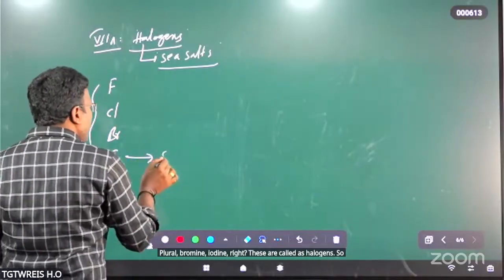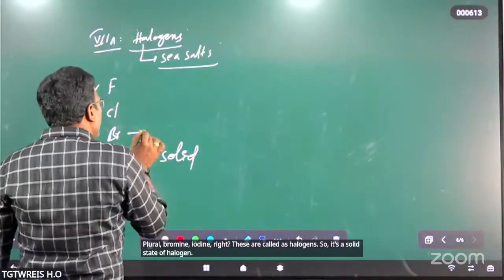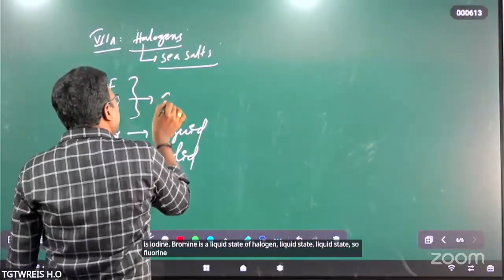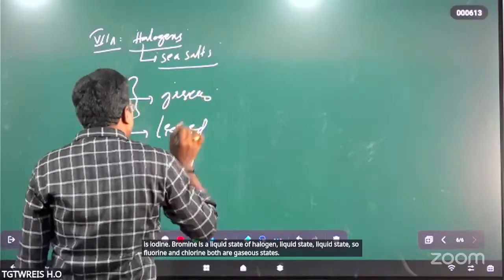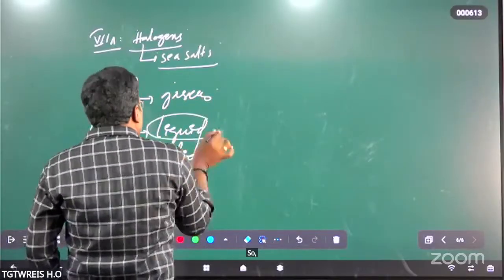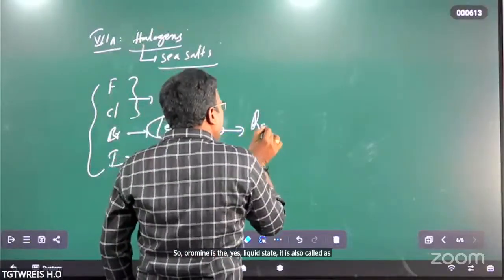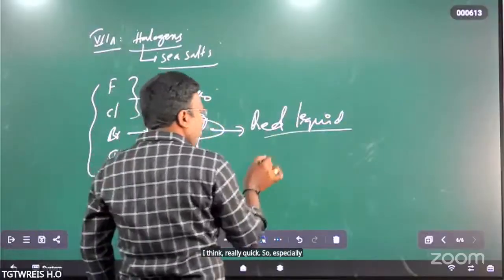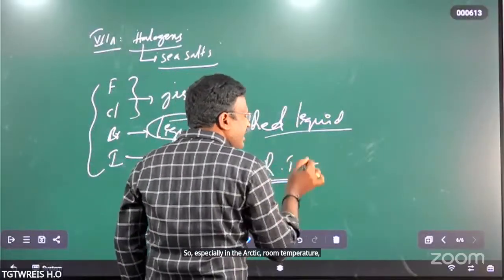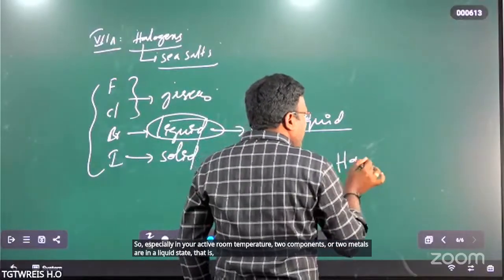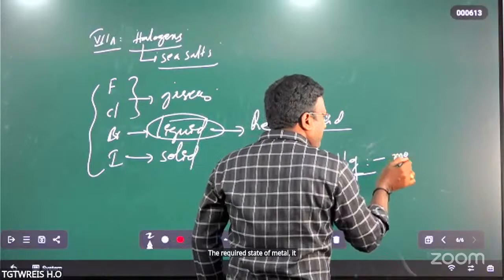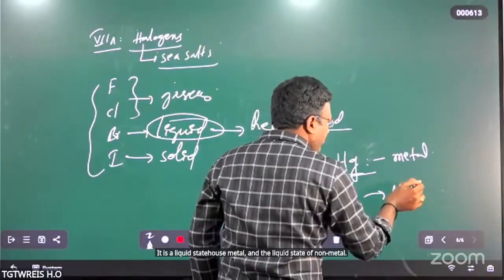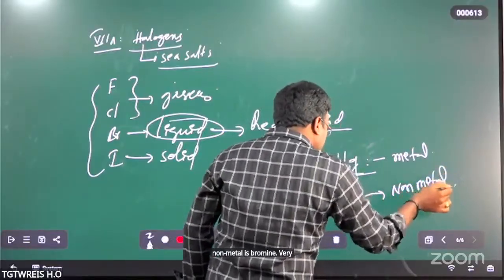The solid state halogen is iodine. Bromine is the liquid state halogen. Fluorine and chlorine are both gaseous. Very important. Bromine is also called a red liquid. At room temperature, two elements are in a liquid state: one is mercury, the liquid state of a metal, and the liquid state of a non-metal is bromine. Very important.